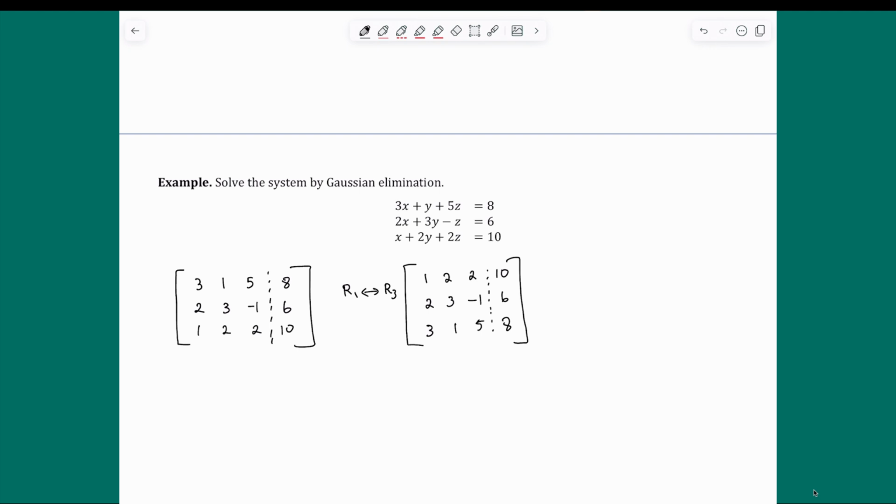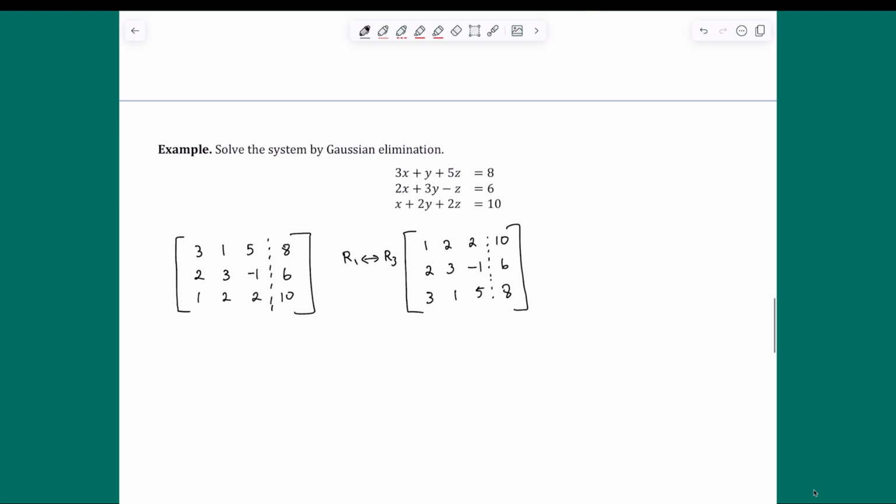All right, now, once again, I already have a 1 here. Now I want to get zeros below here. So I'm going to first make this 2 a 0 by taking advantage of this 1. So I'm going to multiply this first row here by negative 2 and then add it to equation 2. So that's a type 3 operation. So we're going to take row 2 and add negative 2 times row 1 to get a new row 2.